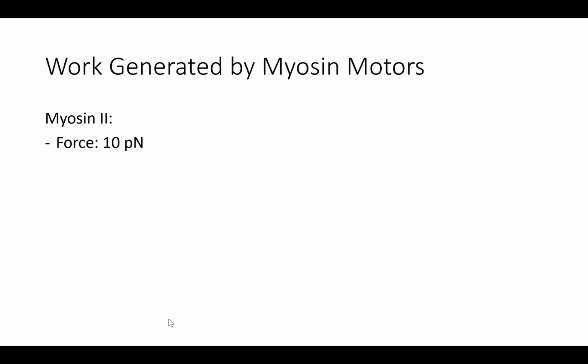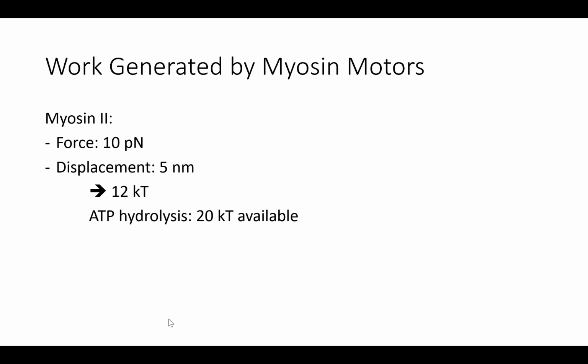Myosins generate forces of more than 10 piconewtons, as well as displacement of the end of the linker region of about 5 nanometers. In other words, a single myosin can generate a mechanical work of approximately 12 kT. And when we compare that to the energy that is made available by the change in the free energy induced by the hydrolysis of an ATP molecule, which is about 20 kT, we get an idea of how efficient myosin proteins are.